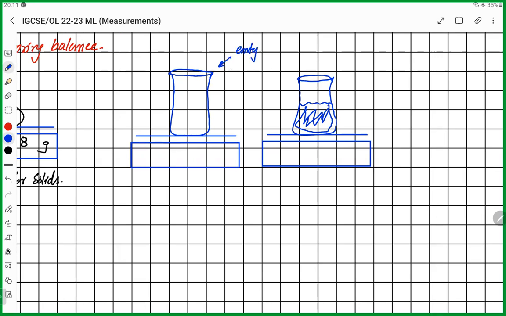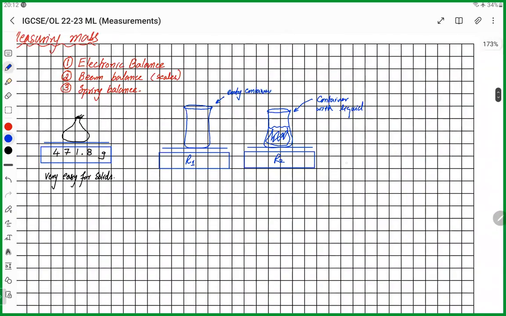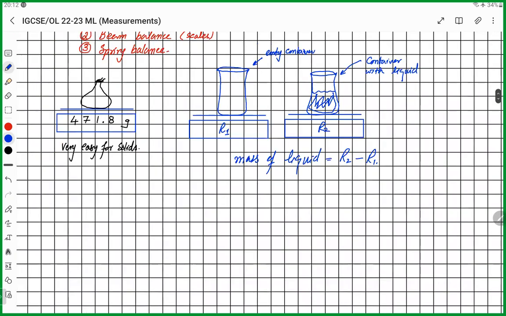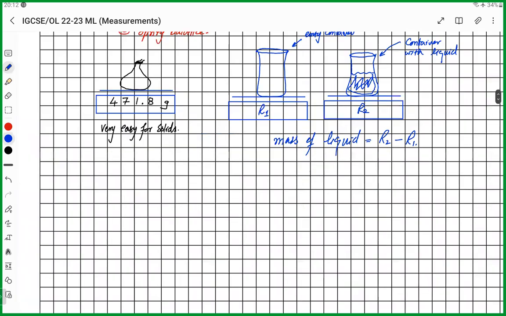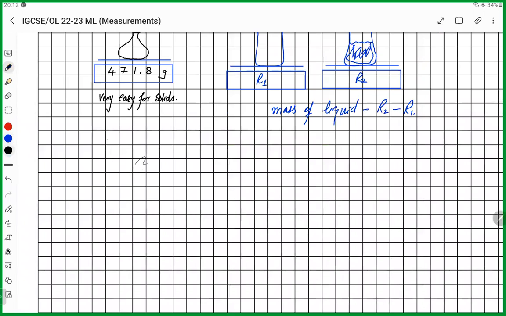Empty container shows reading 1, and container with liquid, reading 2. Mass of liquid will be reading 2 minus reading 1. So this is how we can use an electronic balance to measure mass. A beam balance or a spring balance, how do we use these two things?